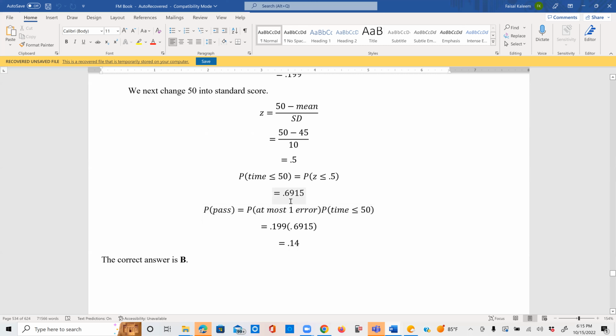So we substitute that here, and therefore the probability of passing equals the probability of at most one error times the probability that time is less than or equal to 50, because to pass we should have at most one error and it should be completed within 50 minutes. And since the two events are independent, we multiply their probabilities, and the two probabilities were 0.199 and 0.6915. That ends up being 0.14. That's choice B.